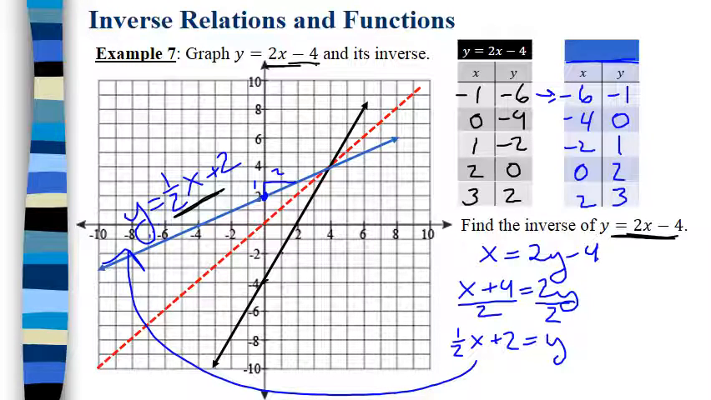When we look at this, it looks like they cross at a very specific point, and in fact they do, because all inverses are a reflection across the line y equals x. All inverses are a reflection across the line y equals x.